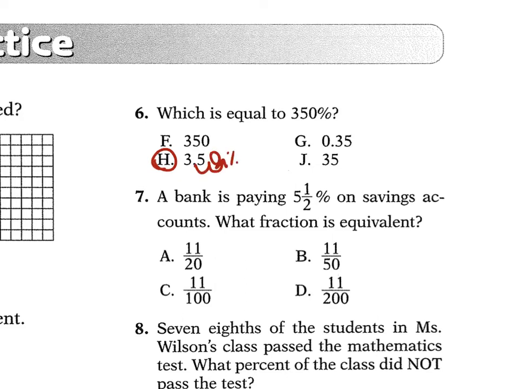For 7, it says the bank is paying 5.5% on saving accounts. What fraction is equivalent? So we would have 5.5 over 100, which would be 55 over 1,000. We can divide both by 5, and that would be 11 over 200. So that's D.